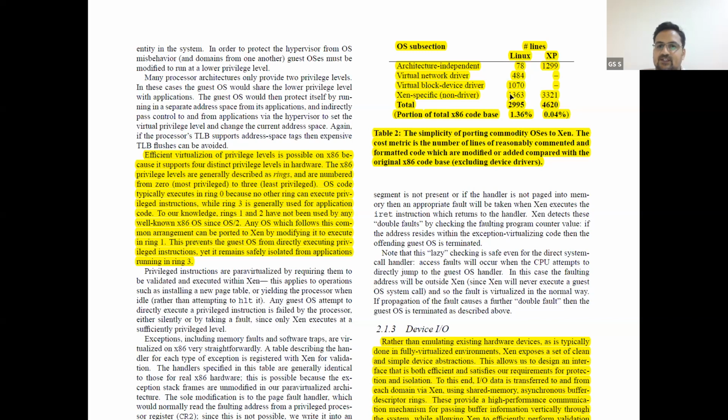So in total, how many lines did they write in an operating system? Around 3000 lines. Only 3000 lines were written to change an operating system from a commodity operating system to a virtualized operating system. How about Windows XP? Around 4620 lines. They are doing it for everybody. No user has to modify the code. They will do it automatically. While installing, they will change the code, right?